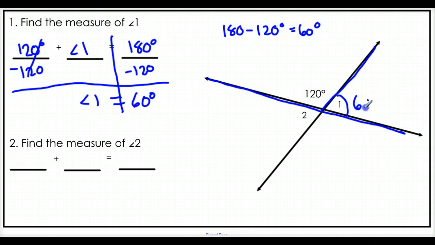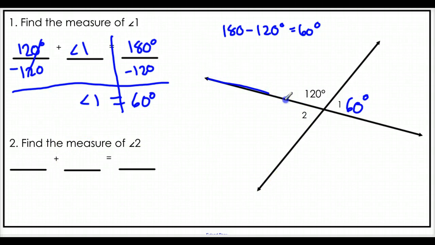And let's put that in over here. Look at that. 120 plus 60 is 180, and that makes sense because this is a straight line. Now, let's just erase this for a second. All right, so we got that first one. This is 60 degrees. And our second question, what's the measure of angle 2?